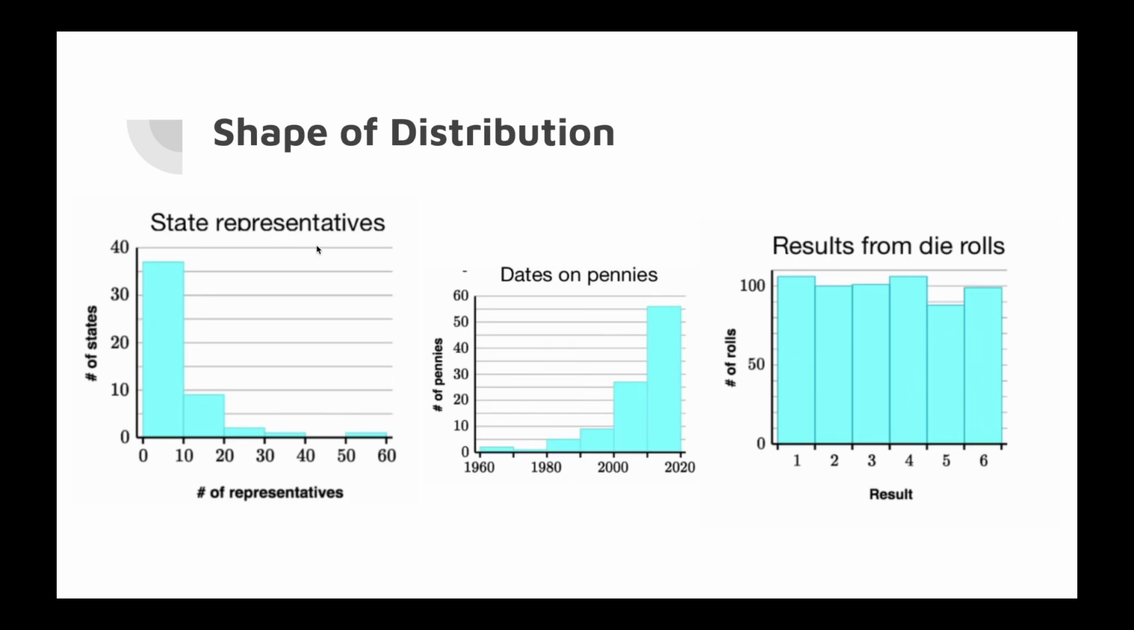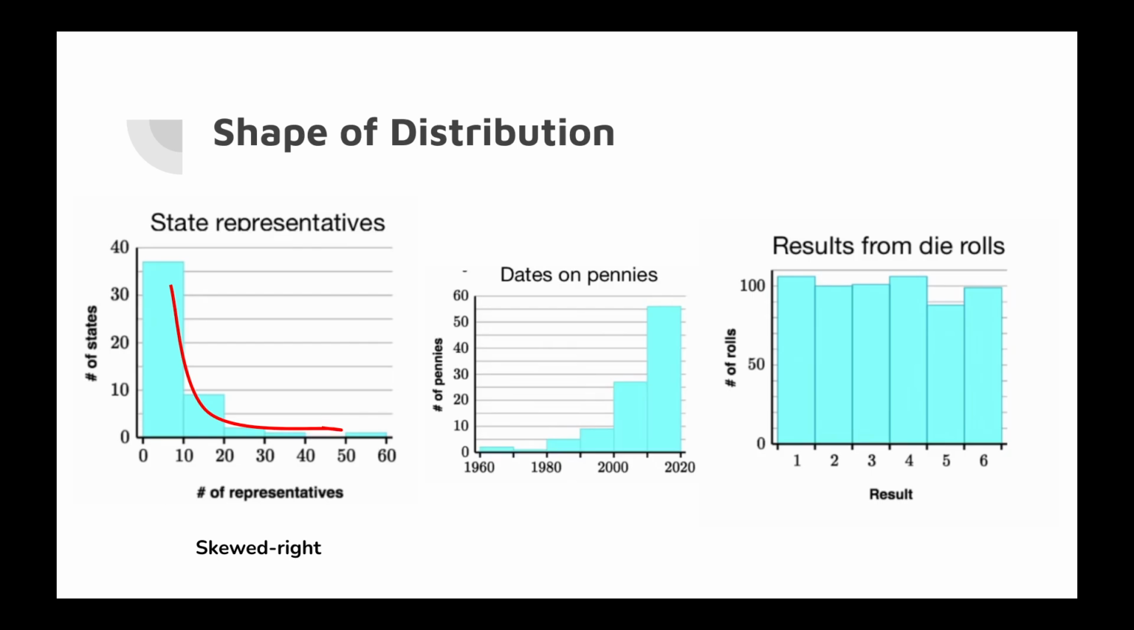Next, we have state representatives: number of states for frequency, and number of representatives as the explanatory variable. You can see that most of the data are within the 0 to 10 range, and as the number of representatives goes up, the frequency goes down. This kind of distribution is called skewed right distribution. When you have lots of data on the left side while there are only a few data on the right side, we call this skewed right.